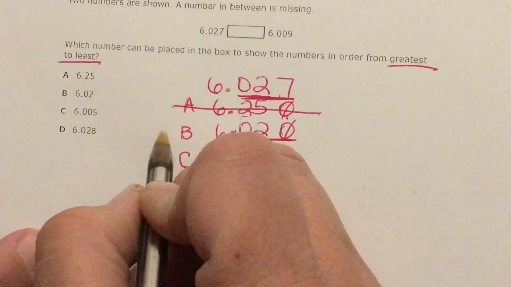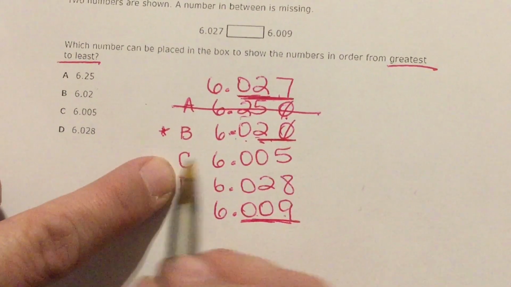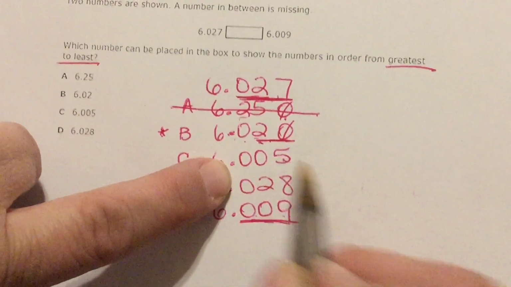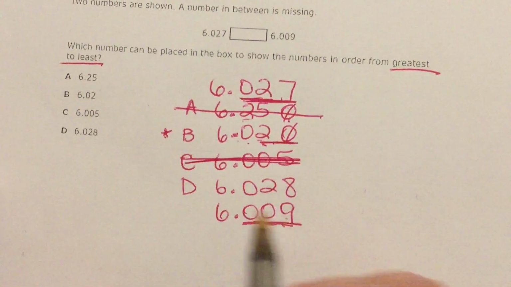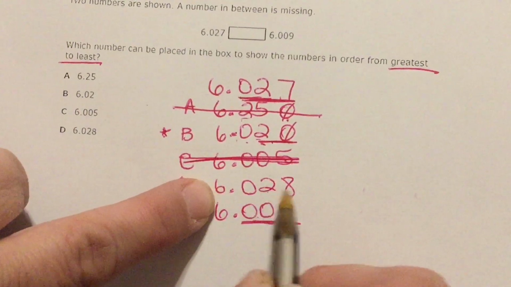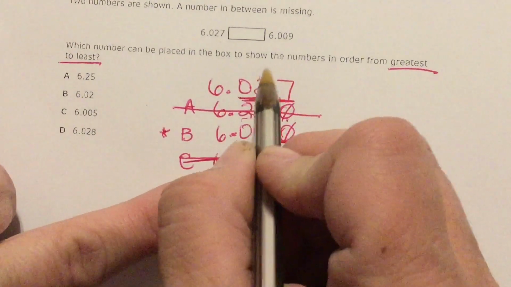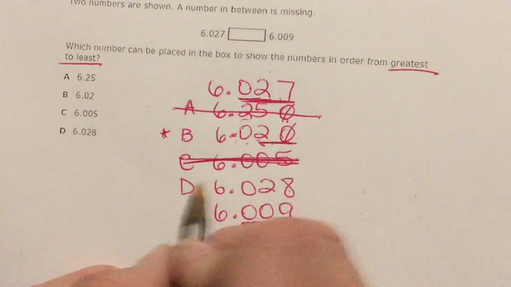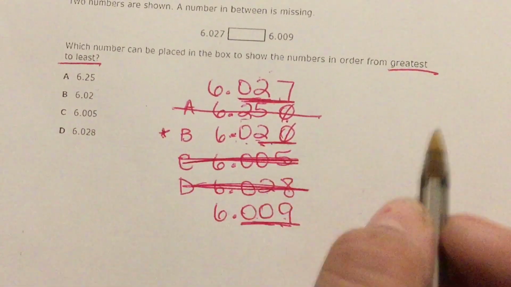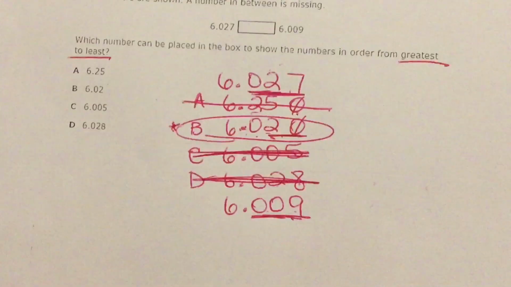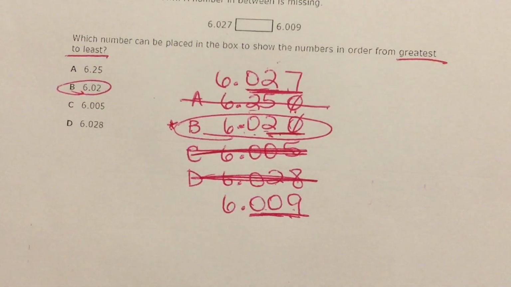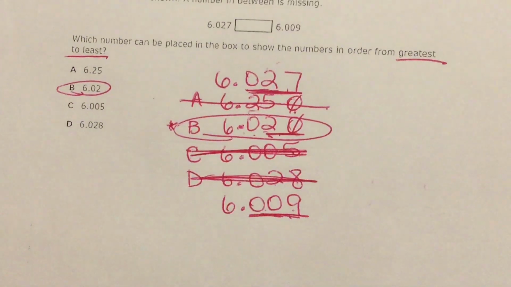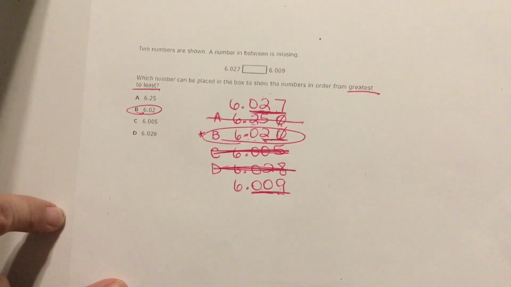So that's a maybe. C, 6.005. 5 is less than 9. So that one's out. 6.028. 28 is going to be higher than 27, so that one is out, which means the only one we have left is 6.02, which is B. Okay? All right. When you finish this, you are working on the Google form.